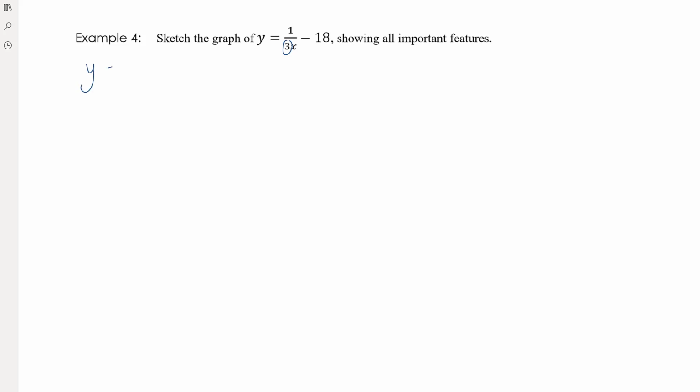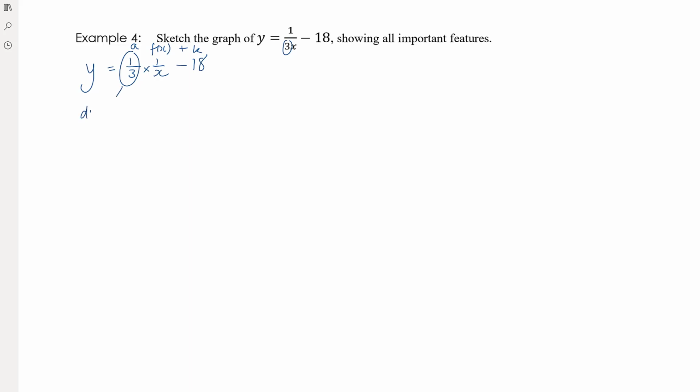Okay, example number 4. Which I think, no, we've got 2 more. Sketch the graph of y equals 1 over 3x minus 18. Okay, now this is interesting. We haven't seen a number down here, but let's have a think about how actually we could rewrite that. 1 over 3x is the same as 1/3 times 1 on x. So we can think about this as being our a times f of x, and then plus k.